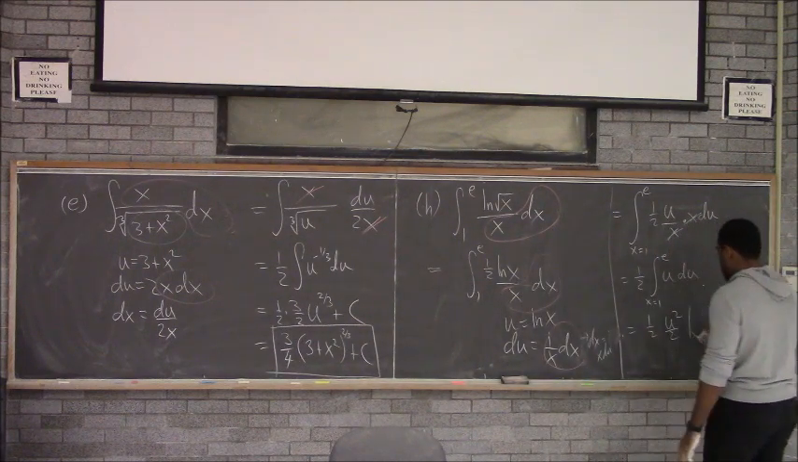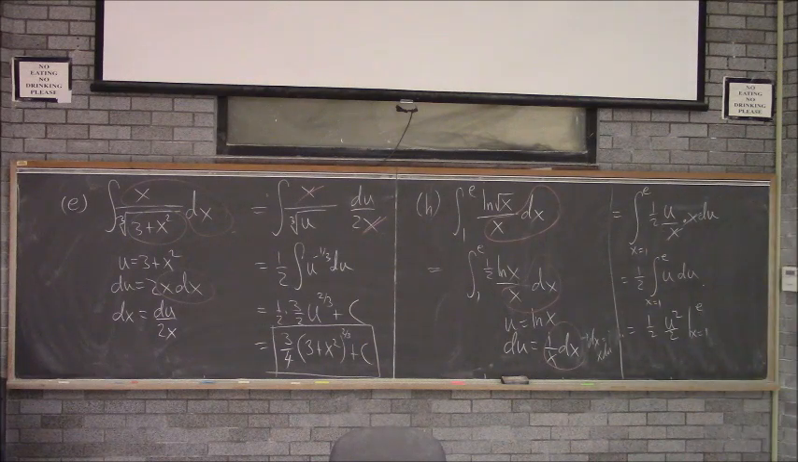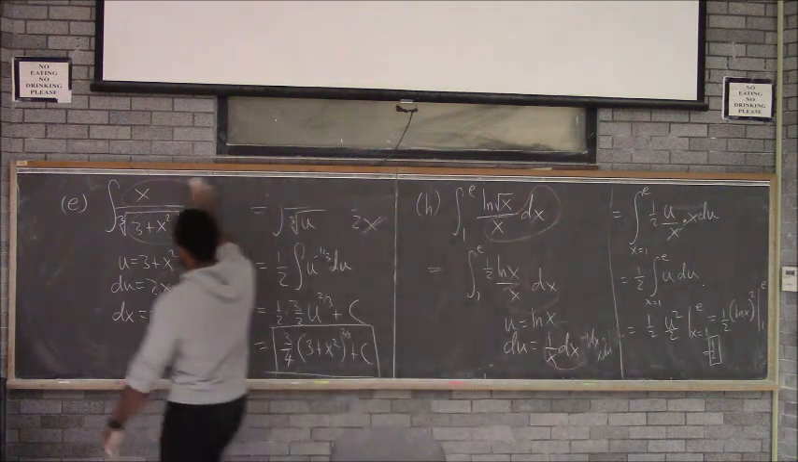u squared over 2 between x equals 1 up to e. Now, how do you actually deal with this with the fundamental theorem of calculus? Well, if your limits are in x, you just back substitute before plugging them in. So this is ln of x between 1 and e. This is 1/2. Here, ln of e is 1, so that's just 1/2, minus ln of 1, which is 0. So 1/2 is it.